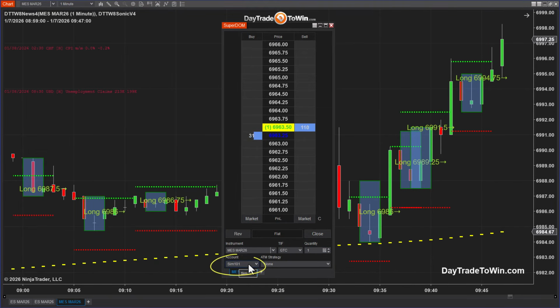This is your accounts. You can have a SIM account. You can have multiple SIM accounts. You can have your live accounts linked. You can have your funded accounts linked. So be careful and choose the correct account when you're trading.